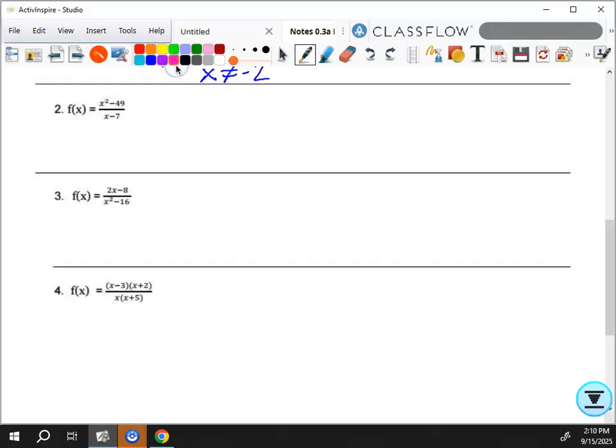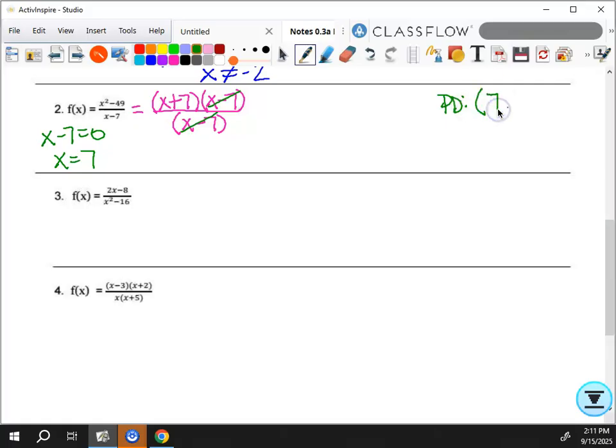All right. On number 2, can I start by just taking x minus 7 and setting it equal to 0? No, I have to check for the holes first. So what do I need to do with the numerator? Factor. I got x plus 7 times x minus 7 over x minus 7. Okay, and then we can cancel those out. So x minus 7 equals 0, x equals 7. What does this x equals 7 mean? It's the x value of the hole. Very good. So for the point discontinuity, the x value is 7.